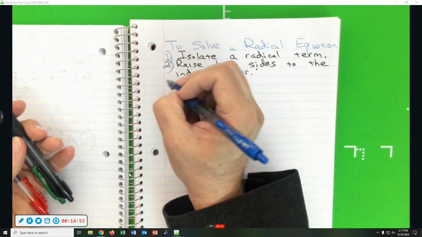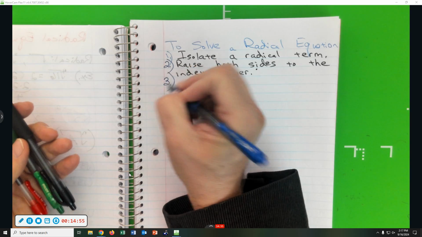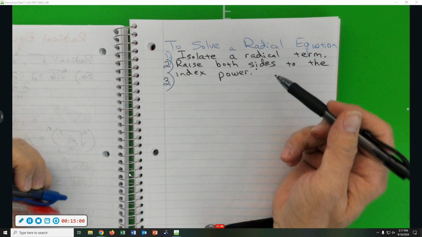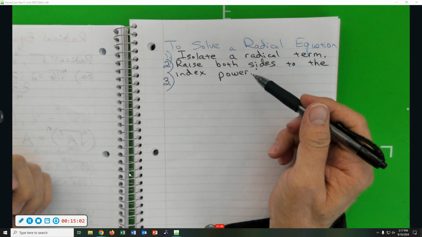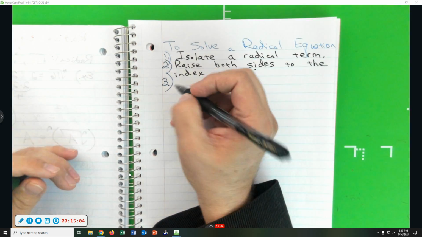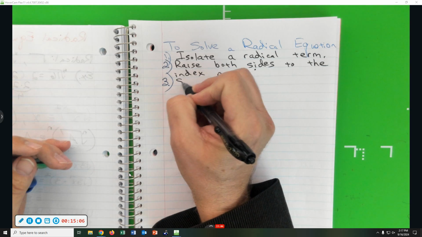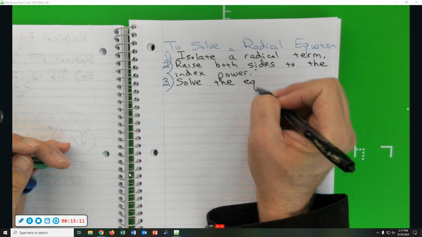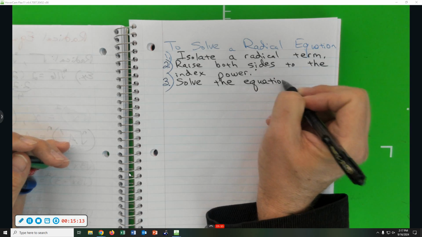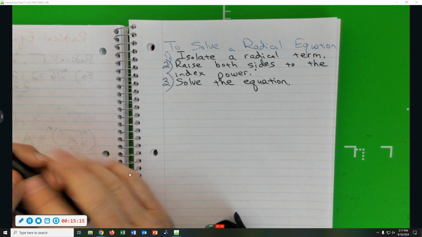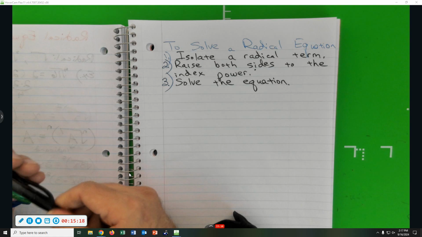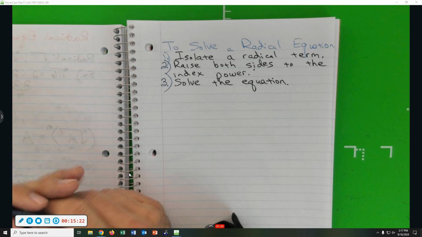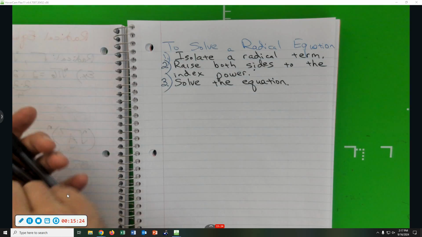Okay. Number three. Actually, I should have mentioned, this should eliminate the radicals if you do the algebraic manipulations correctly. Step number three, solve the equation. So at this point, you're assuming there's not a radical. I guess I should have put a third step. If there's still a radical remaining, repeat steps one and two. That's what I should have done, but it's too late now.